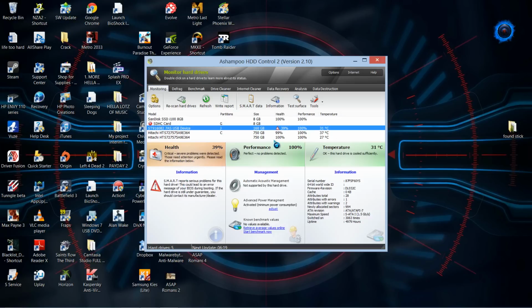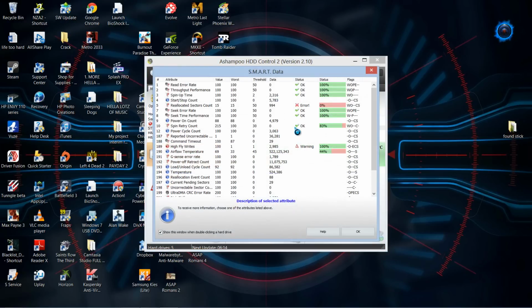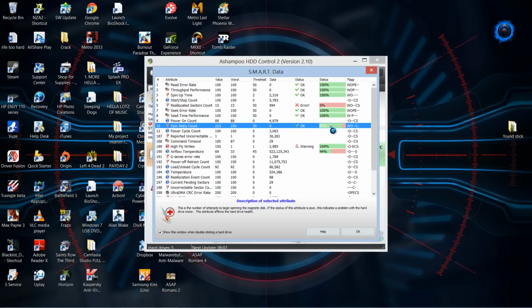To be honest, there isn't much you can do to this drive once the hard drive deteriorates itself. It's worn out. Right now you can see it says reallocated sectors count are gone completely. Status, there's a complete error. Here the spin retry count. So sometimes you hear the hard drive making physical noises. That means the spin capacity is gone as well.